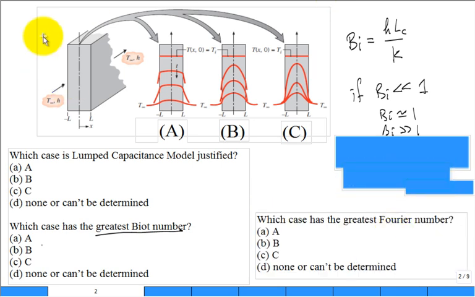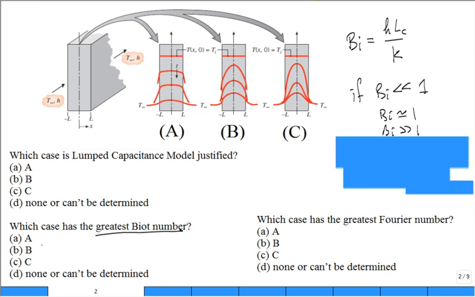So now we'll ask this question. Which case, A, B, or C, has the greatest Fourier number? The Fourier number. A, B, C, or none, or can't be determined. Which one has the greatest Fourier number? Professor, can you remind me what the Fourier number definition is? Okay. The Fourier number is alpha t divided by L squared. That's the Fourier number. Is everybody in?